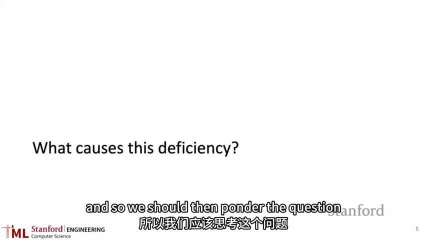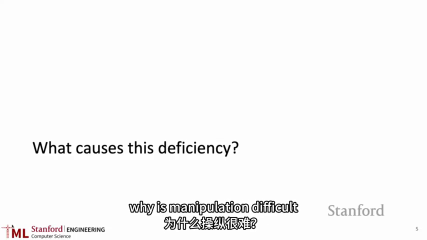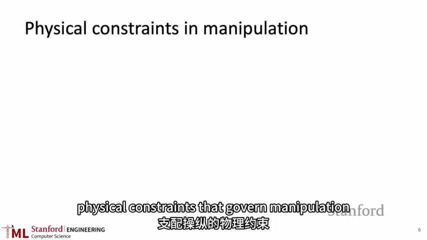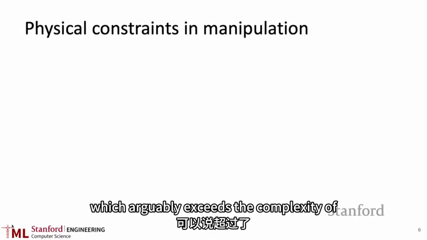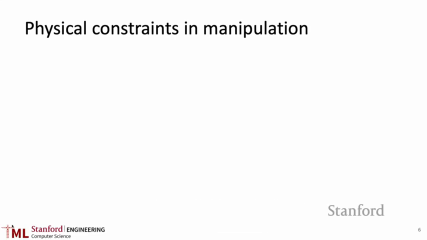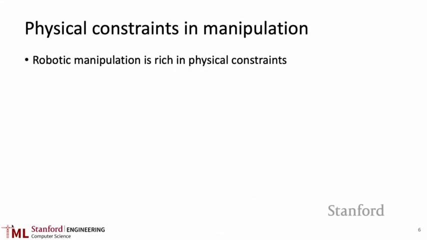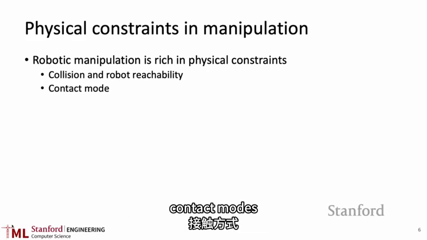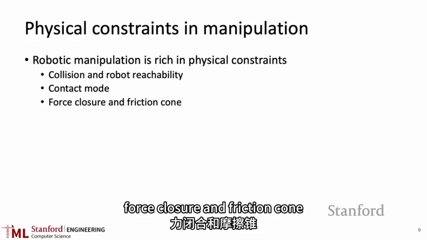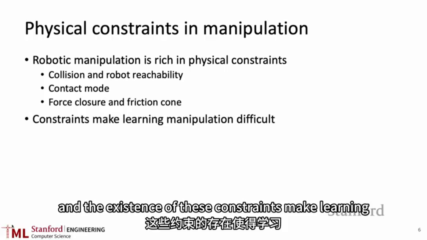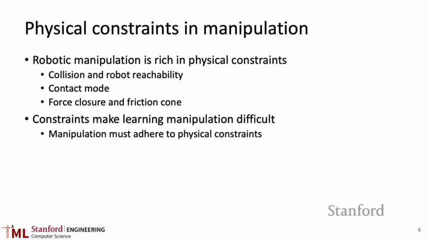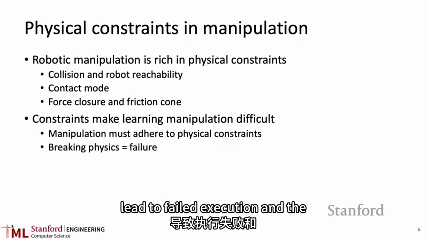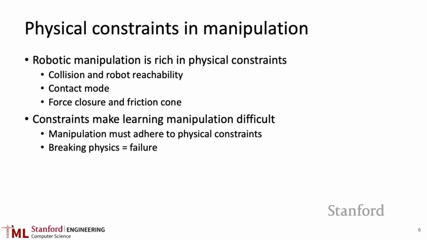And so we should then ponder the question, what causes this deficiency? Why is manipulation difficult? The key lies in the rich physical constraints that govern manipulation, which arguably exceed the complexity of any other robotic applications. Some of the notable ones that I'll cover today include collision and robot reachability constraints, contact modes, force closure, and friction cone. The existence of these constraints makes learning manipulation exceedingly difficult, as the motion must adhere to these constraints. Breaking these constraints will lead to failed execution, and the task will not work.